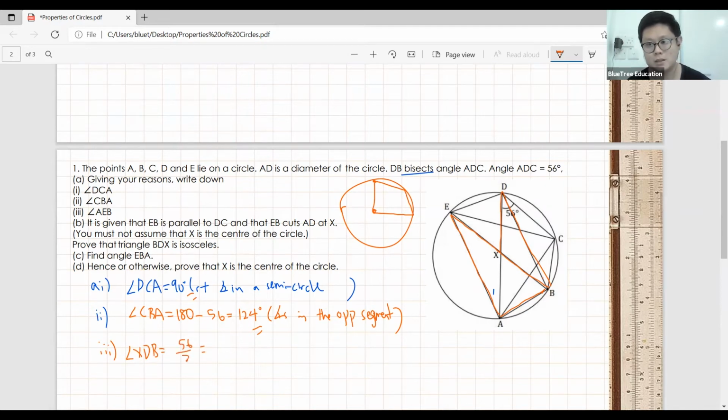Because bisector means that it's able to cut into 2 equal parts, right? All right, and there we go. This is the important angle that can help us link to angle AEB. Do you observe another circle property here?